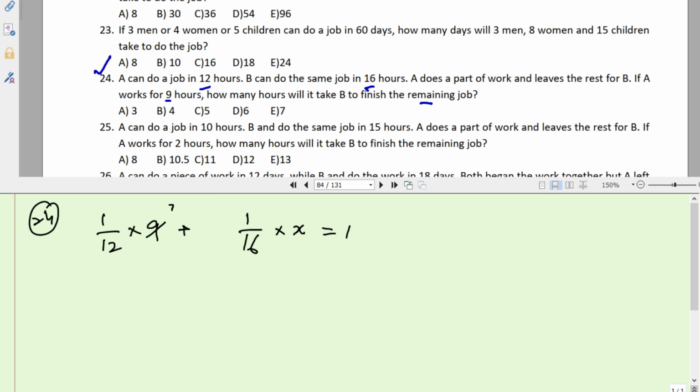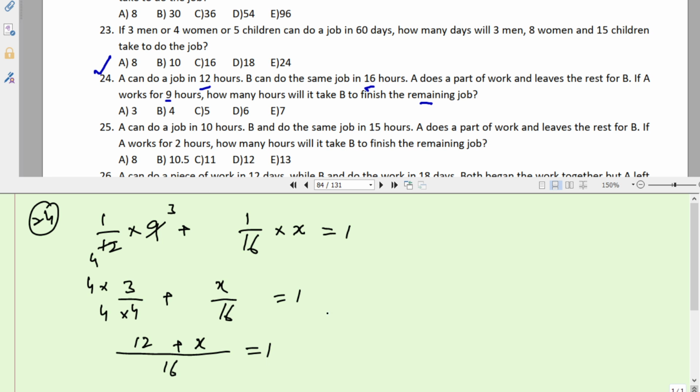It will be 3 times 3 and 3 times 4. 3 over 4 plus x over 16 is equal to 1. We can multiply these two by 4, so this will be 16 in the denominator. That's 12 plus x is equal to 16. So x is equal to 16 minus 12, 4. So B will have to work for 4 more hours to finish the remaining job.